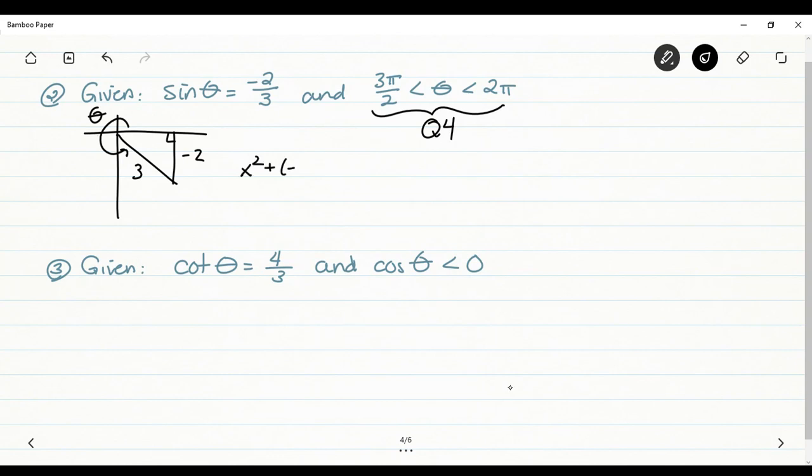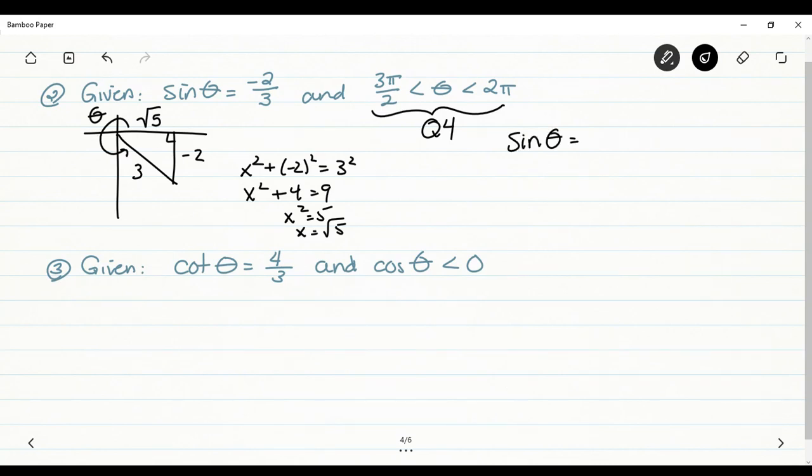We need to find our x value. So x squared plus negative 2 squared is equal to 3 squared. So x squared plus 4 is equal to 9. X squared is equal to 5. So in this case, here is a radical for our x that will have to be rationalized with the rest of our functions. All right, so we have all three of our sides labeled. Let's go down our list.